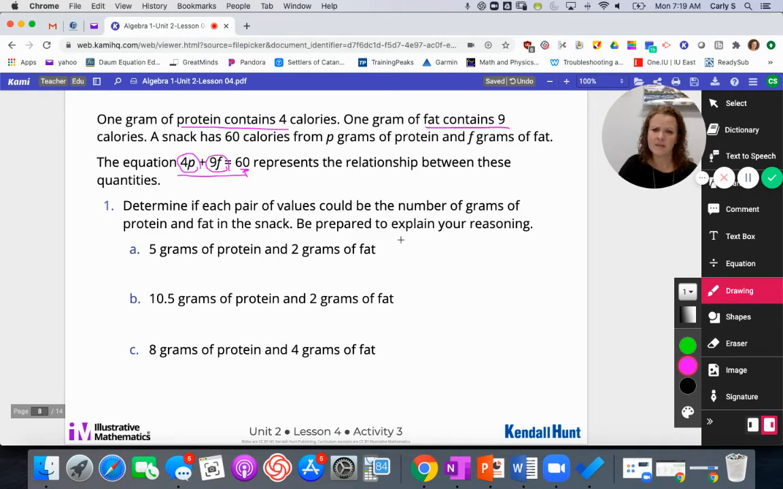So we're going to substitute. Instead of P, I'm going to write 5 because it's 5 grams of protein and 2 grams of fat. So instead of F, I'm going to write 2, and I'm going to see if that equals 60. So 4 times 5 is 20. 9 times 2 is 18, and that does not equal 60. Okay? And my reasoning is because it's not a true statement.